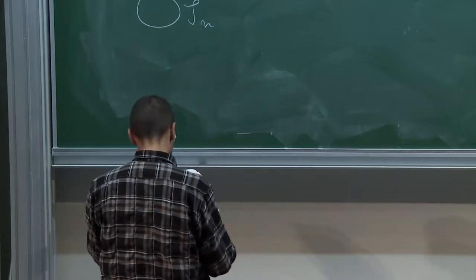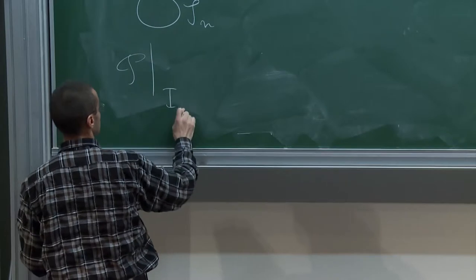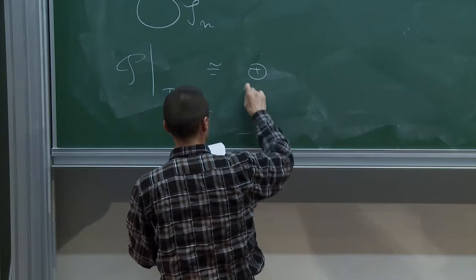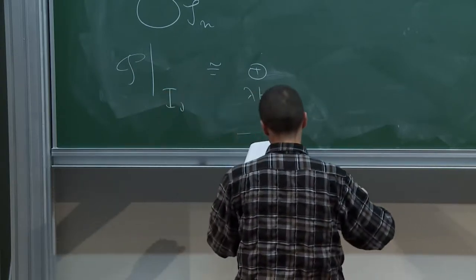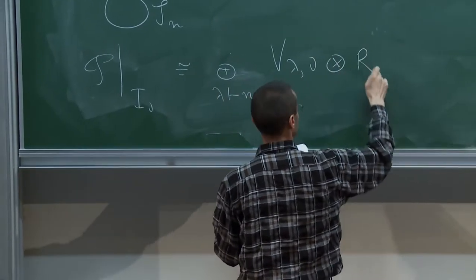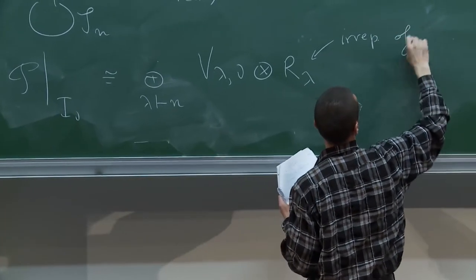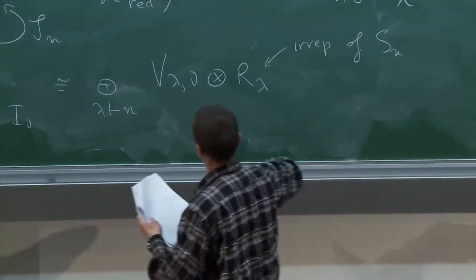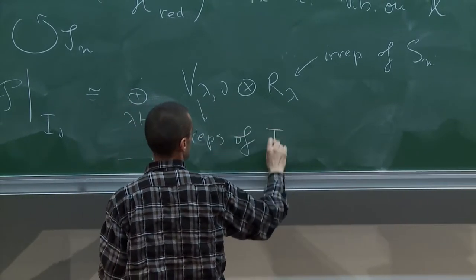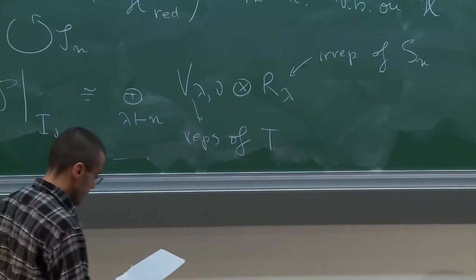So what we learn then is that if we restrict P to a fixed point, this decomposes into a sum of characters, obviously. It decomposes over a sum over partitions. Let me write this like this, and I'm going to explain the notation. These are the irreducible representations of the symmetric group, and these are just representations of T. So it has a decomposition like this, which is, again, all natural.